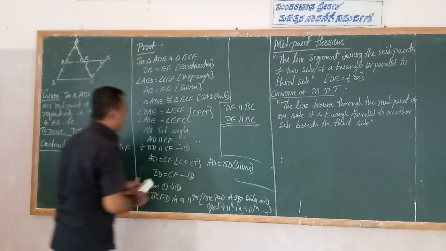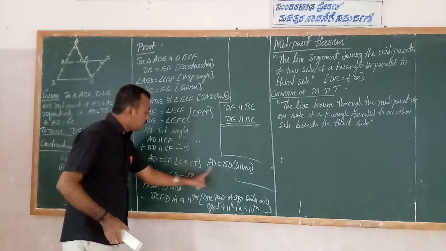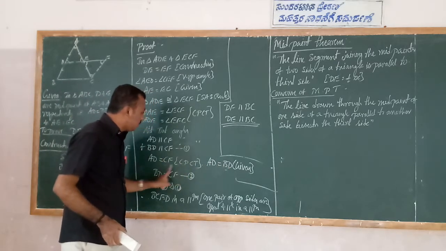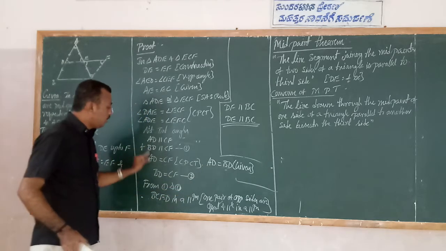Okay, this is given. AD is equal to BD is given. So AD equals CF, then BD equals CF. However, BD is equal to CF. Is it correct? BD is equal to CF. Correct, that is number 2. So consider 1 and 2.